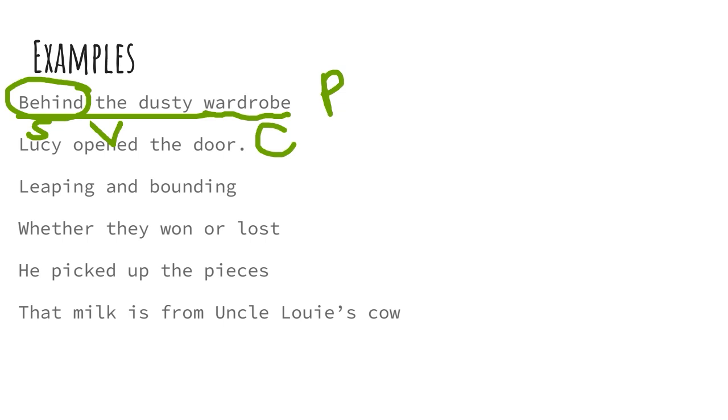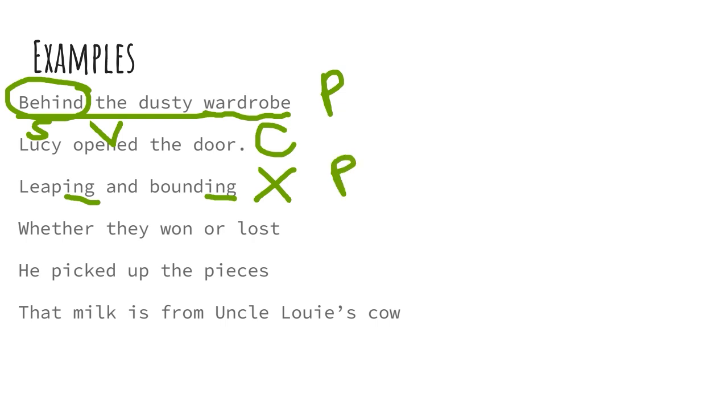Leaping and bounding. Now, you might be tempted. You might see these -ing words and go, ooh, verbs, progressive verbs. But remember, any -ing word without a helping verb is not a verb. So these might be present participles. They might be gerunds. They're not verbs. So it doesn't meet that criteria for a clause. And there's definitely no subject. So this would be a phrase.